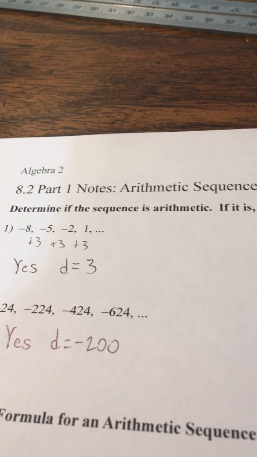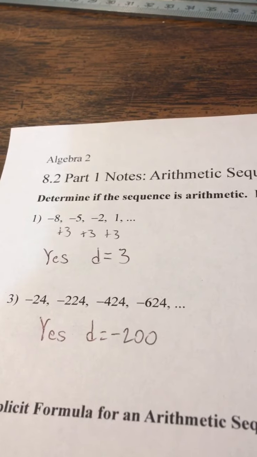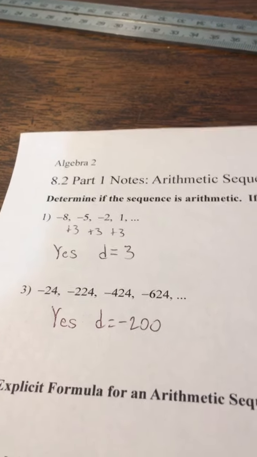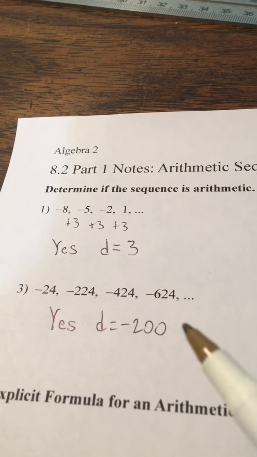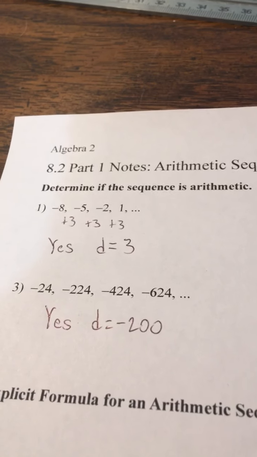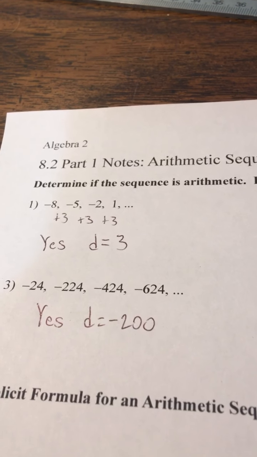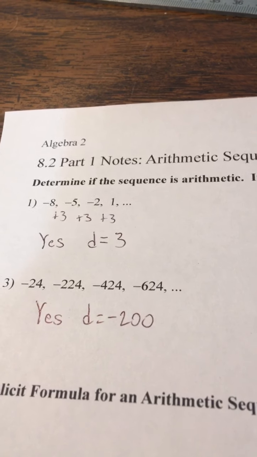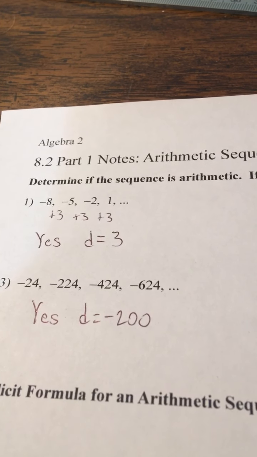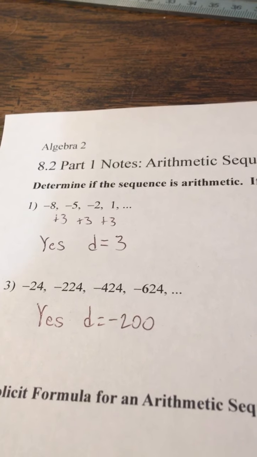So now, instead of just looking at a sequence and telling if it's arithmetic or not, that's easy. Let's actually figure out a formula, because if I gave you one of these sequences and asked what the 30th number in the sequence is, it would take you a while to go through and subtract 200 over and over again to get to the 30th term. There is a formula you can use to find this.